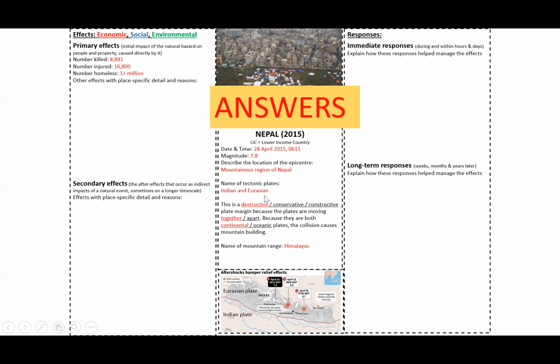The two plates involved are the Indian and the Eurasian. This is a destructive margin because the plates are moving together. Because they are both continental plates, the collision causes mountain building. And the name of the mountain range it creates is the Himalayas, where Mount Everest can be found.